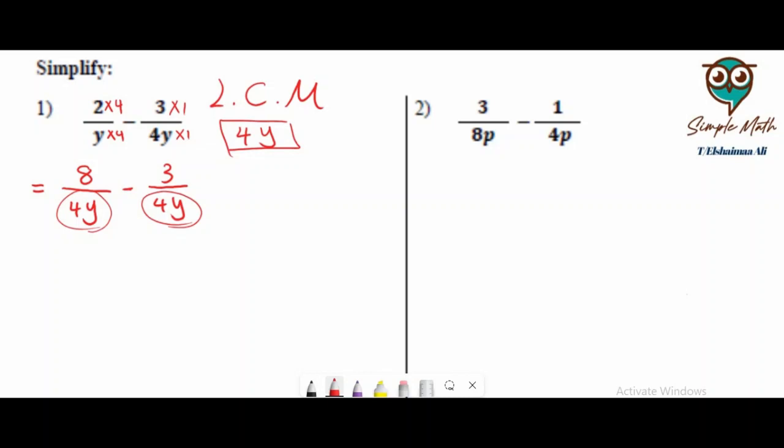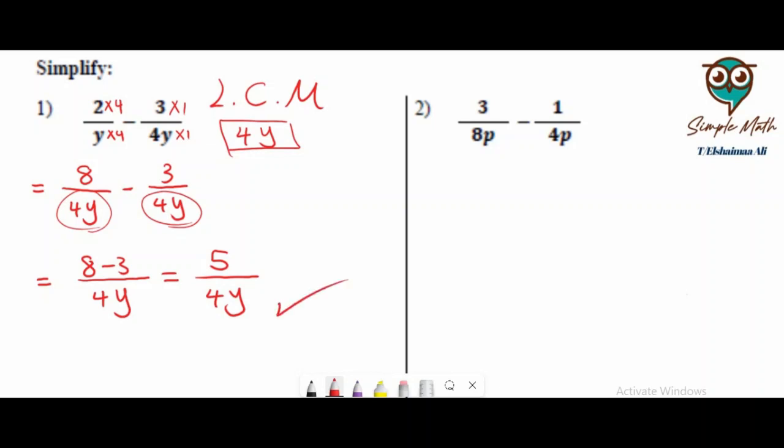Okay, here we have the same denominator, so we can subtract these two fractions by putting 4y down in the denominator and 8 minus 3 up in the numerator, so it will give me 5 over 4y. So this is the simplest form for those two fractions.